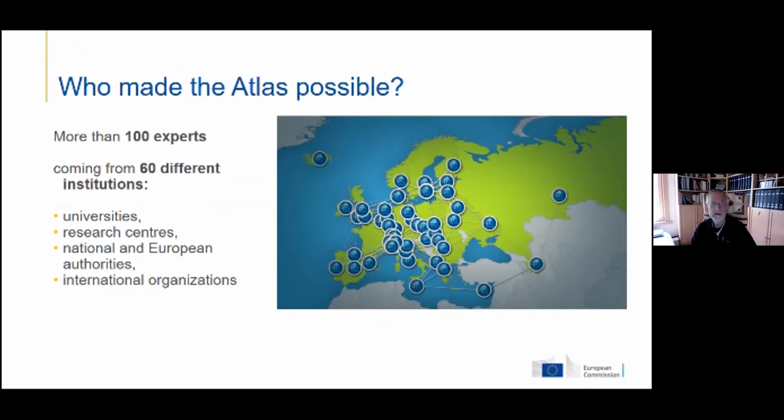Now this slide, of course, is, I think, one of the most important slides of this project. A project like this, which is so vast and so comprehensive, it's not up to one organization alone to do it. So we could fortunately count on more than 100 experts coming from 60 different institutions, which were universities or research centers, national competent authorities in Europe, or international organizations like, for instance, the European Radon Association, or WHO, or the Atomic Energy Agency of Vienna, just to name a few.